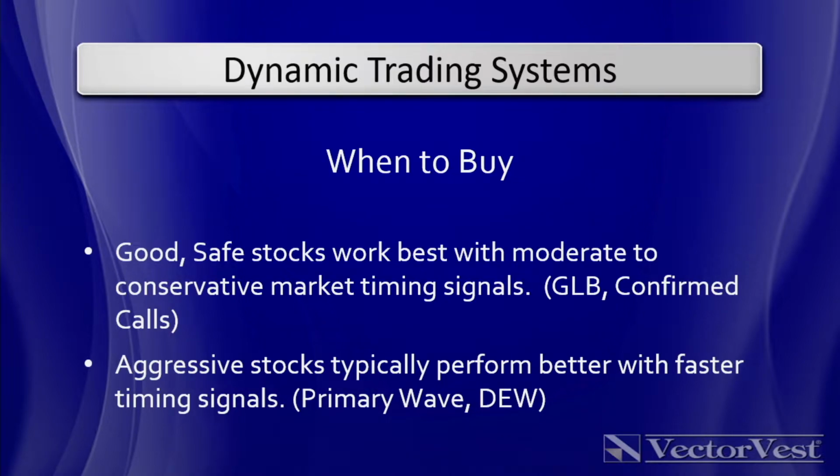Aggressive stocks typically perform better with faster signals, primary wave or DEW. So this will be handy when you're putting systems together for yourself. One of the most difficult situations for people who don't have any experience doing this at all starts right out of the gate. What market timing model should I start with, or which one should I look at first, to give me a better chance for success of putting a good system together?